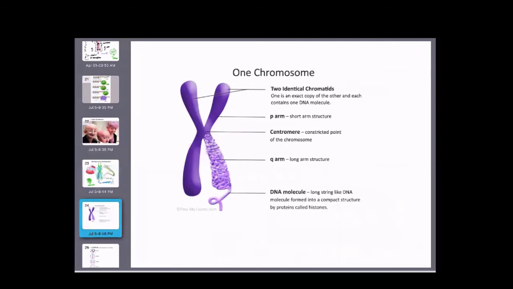So again, structure of chromosomes, it's always important to know them. When you're looking at a chromosome, you have 2 identical sister chromatids. One is an exact copy of the other. The shorter side is known as the P arm, which is above the centromere, and then the longer side is the Q arm. So this is Q, this is also Q. That's P, that is also P.